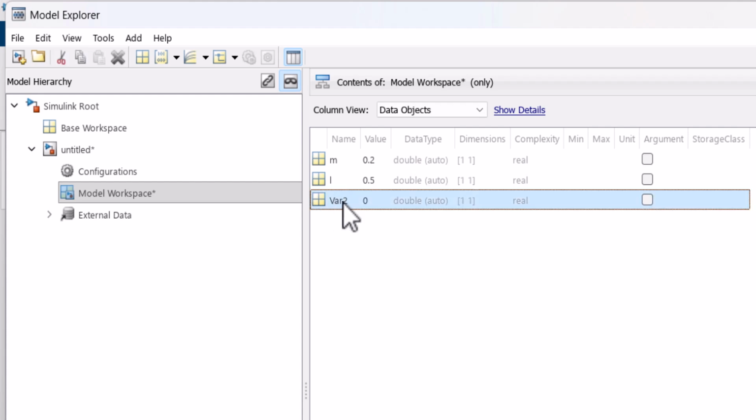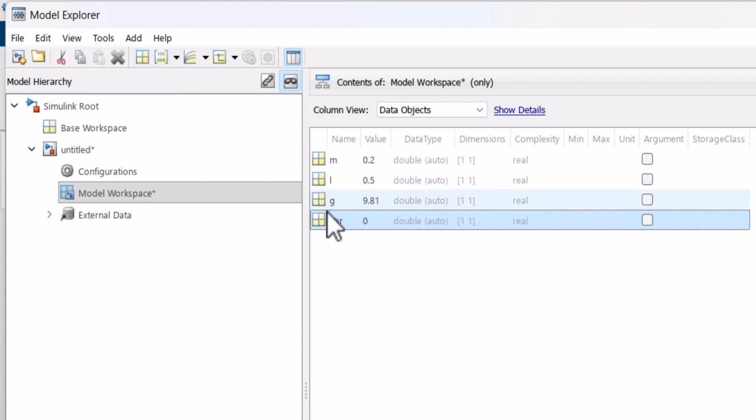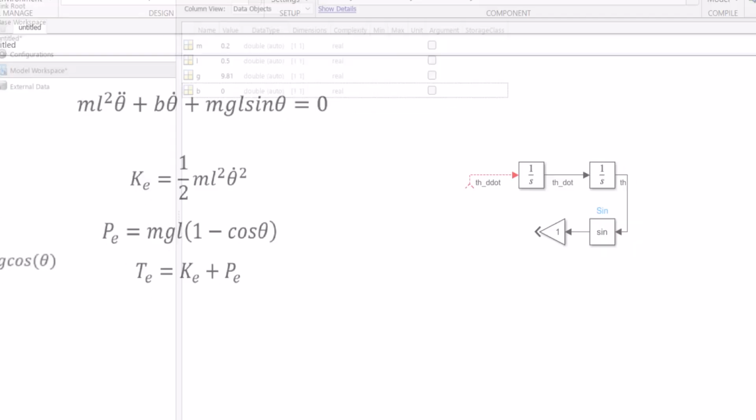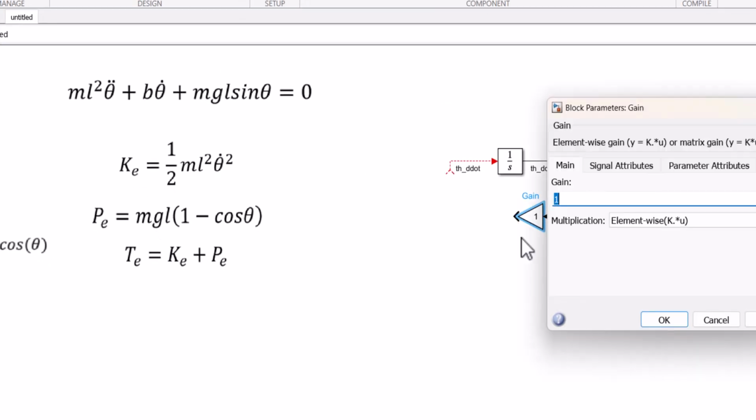Then I'll need G, which is the gravity, so it will be 9.81. And I need B, the damping, as well. Currently, let it be 0, then we are going to change it later on. So I have defined all these variables in the model, and now I can use them over here. So M, G, and L.